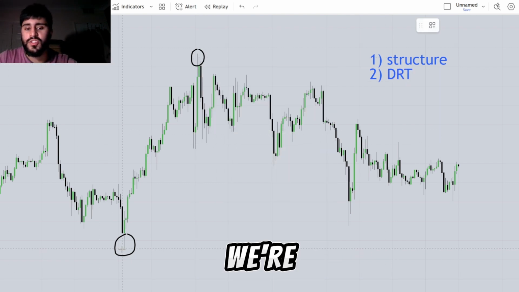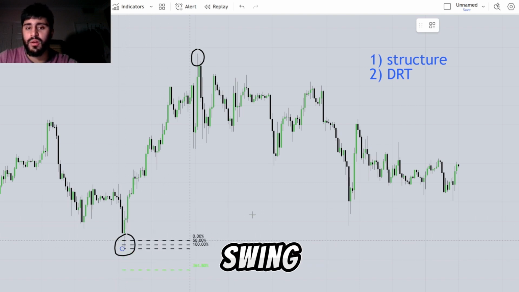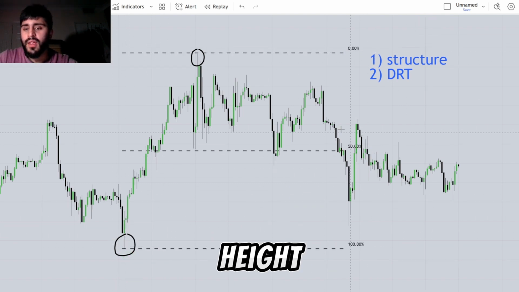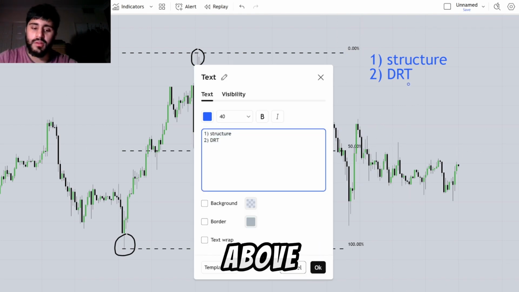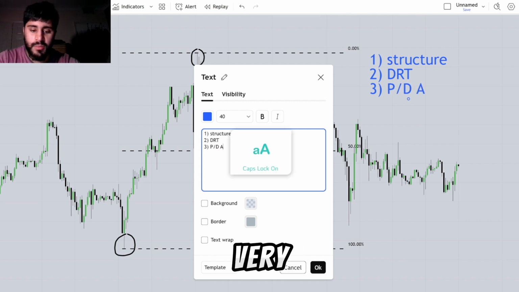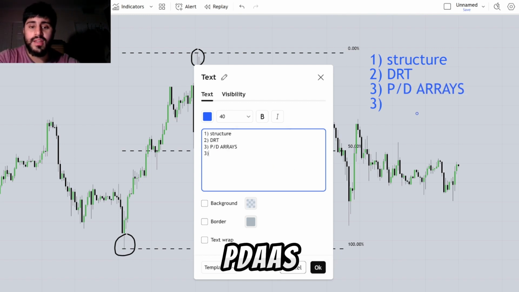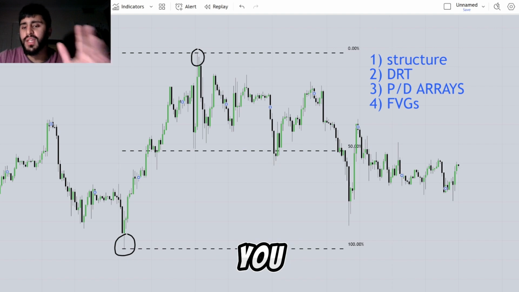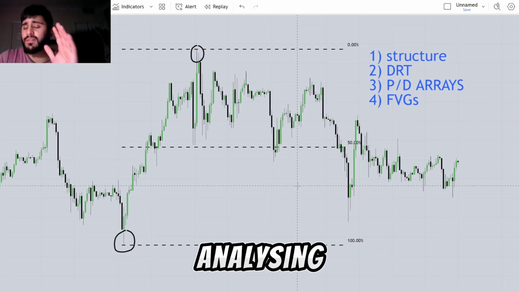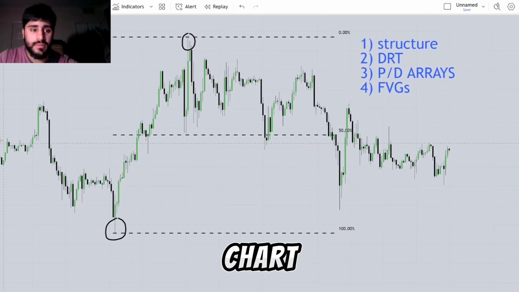Very, very basic. We're just projecting a Fibonacci from the swing low up to the swing high. And now we have our 50% level over here. Anything below is a discount. Anything above is a premium. So now we're looking at PD arrays, right? PD arrays are very important. And number 4, for those who've been watching my previous videos, is fair value gap. So these are the 4 most important things you need when analyzing a higher time frame chart.